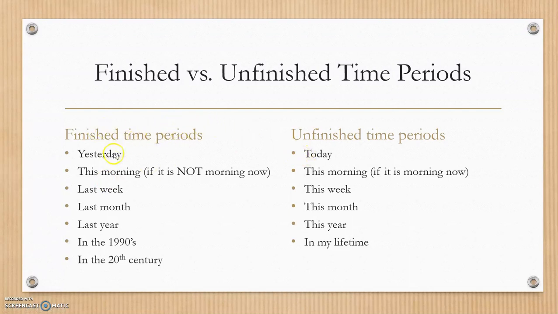Finished time periods are things like yesterday, this morning, if it's not morning now. So right now I'm talking in the afternoon. So this morning is a finished time period. Last week, last month, last year, in the 1990s, in the 20th century. So you can see it could be a very recent thing like yesterday, or it could be hundreds of years ago. It doesn't matter. The thing that matters is it's finished.